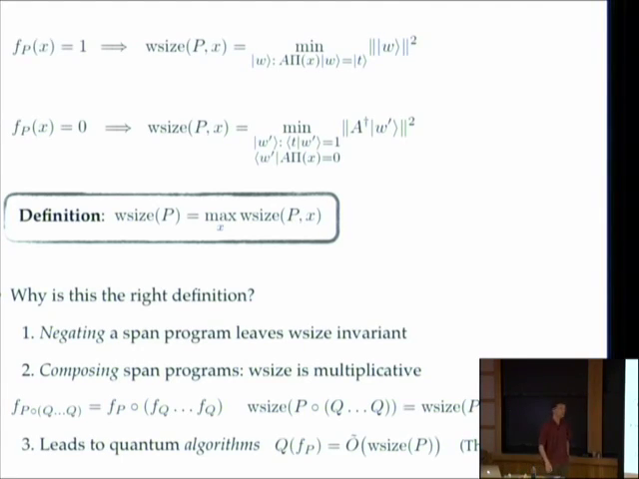Of course, a silly reason for why this is right is that it leads to quantum algorithms. So you have both upper and lower bounds here. Obviously you can compose and maybe get a witness size at most the product, but you say that it is actually also at least.